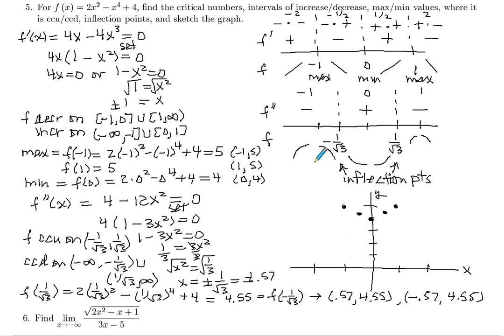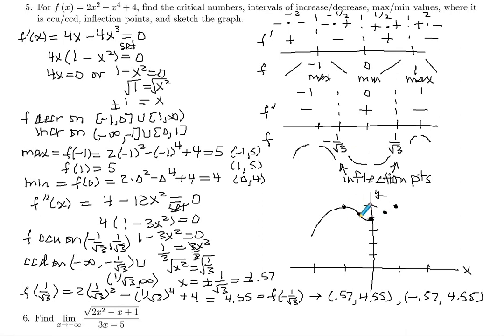And now we're just going to transfer these pieces over here. So this is increasing concave down up to -1. Didn't do that real well, like that. Then it's decreasing concave down between -1 and -1/√3. So this part is decreasing concave down, like that. Then it switches to concave up and decreasing in here.